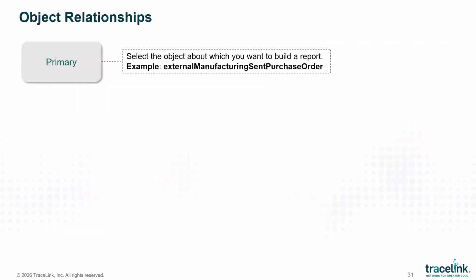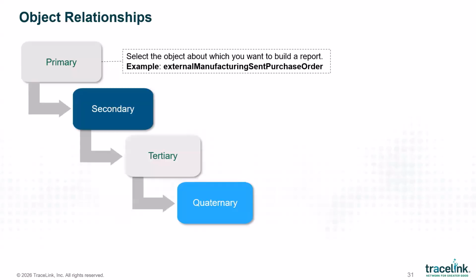Let's look at how object relationships work in ORD. You always start by choosing your primary object. This is the main business object you want to build your report around. For example, you might select external manufacturing sent purchase order as your primary object. From there, you can begin linking the related objects. ORD supports building these relationships up to 4 levels deep. These are your secondary, tertiary, and quaternary objects. Essentially, each level connects to the one above it, allowing you to bring in more detailed or related data.